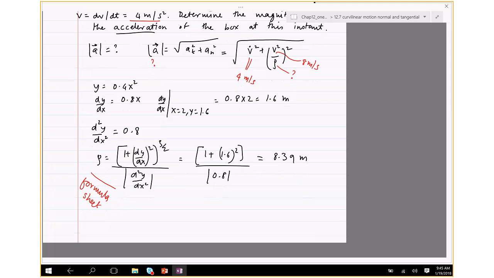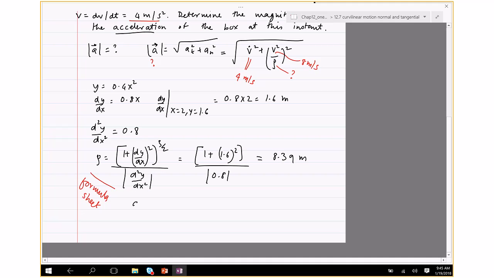Okay, so having got that, we can now find the acceleration. It's 4 square plus velocity, so it's 8 square divided by 8.39, which we just found. What I got is 8.63 meters per second square.